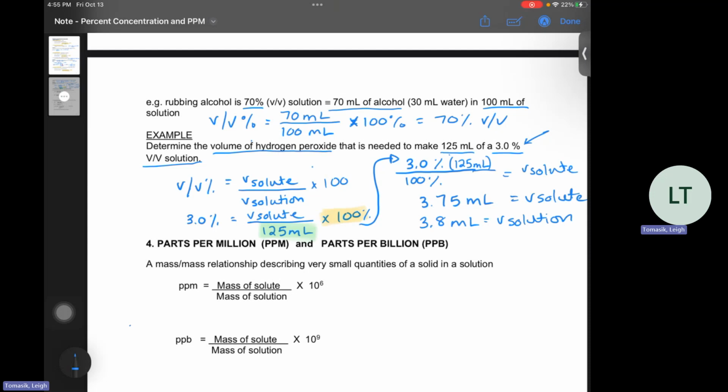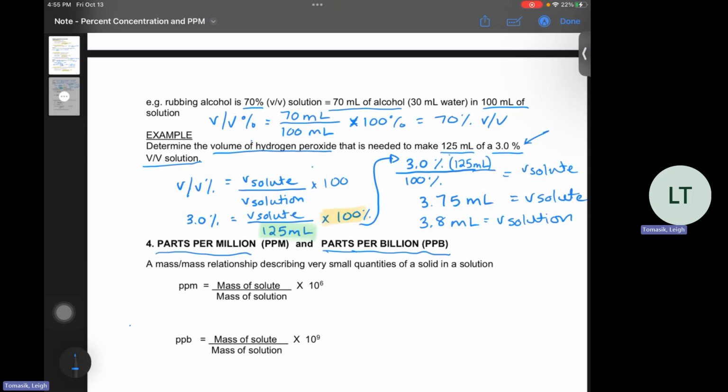The other 2 ways that you'll see concentration expressed in society and in life are parts per million and parts per billion, right? So if you've ever had, for example, mineral water and you look at the side of the mineral water, it will have the minerals listed in parts per million or parts per billion.